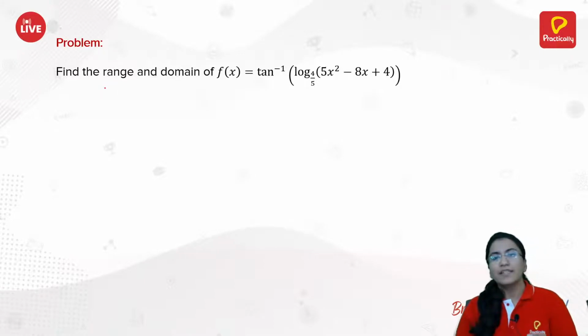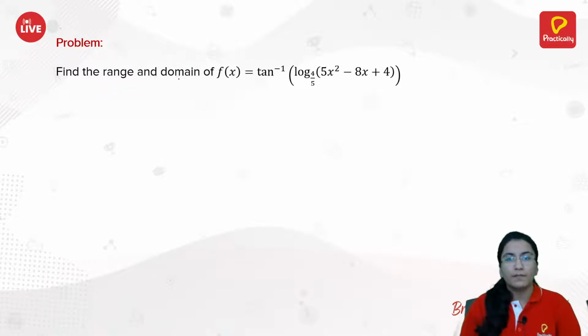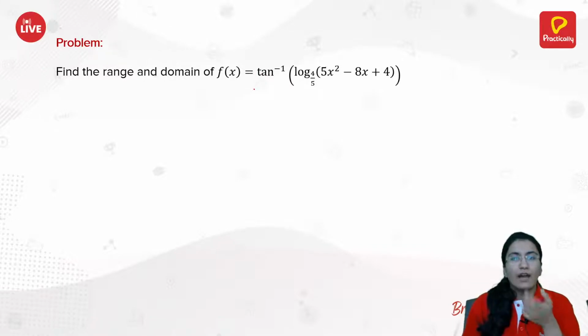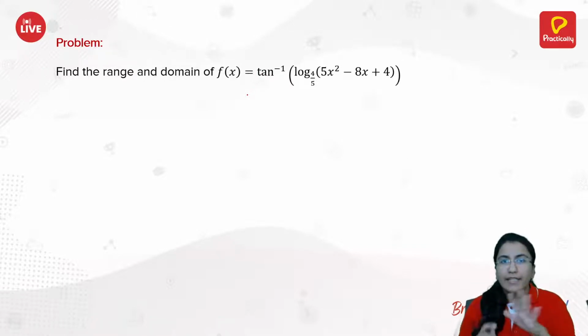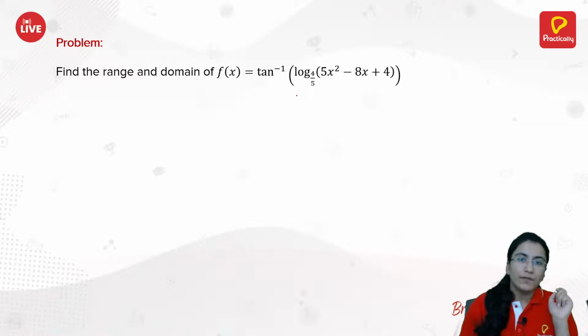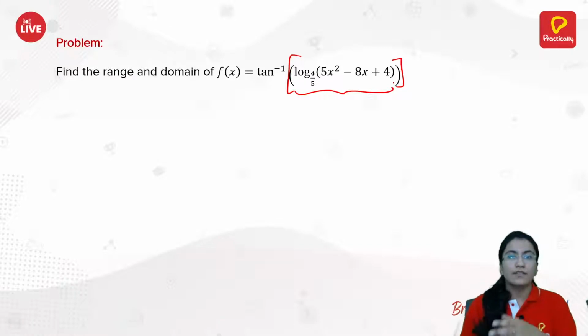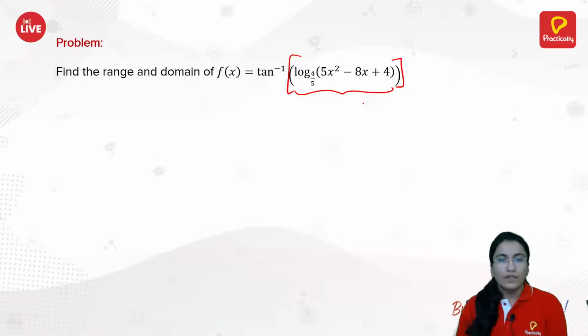For domain, we need to see what constraints we have for the value of x. For tan inverse x, the domain is complete R. So whatever value is supplied to tan inverse can be any real value so that tan inverse x is defined. So there is no constraint yet.